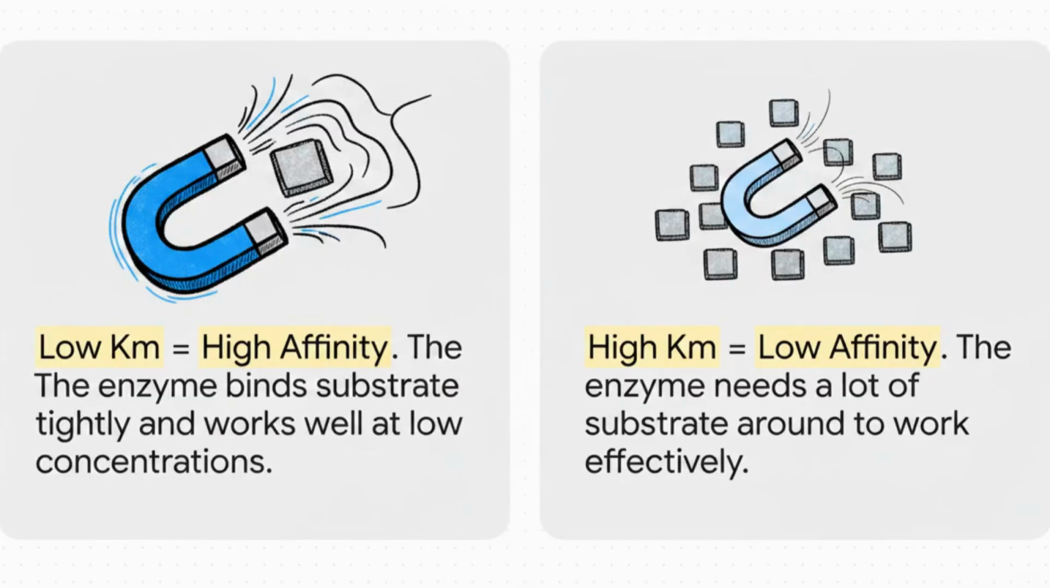Now, listen up, because this is probably the most important thing to get about Km. It has an inverse relationship with affinity. So, a low Km means the enzyme has a high affinity for its substrate. It grabs on tight and doesn't need a lot of substrate around to get going. But a high Km, that means low affinity. The enzyme needs a whole lot of substrate around before it'll really get to work.